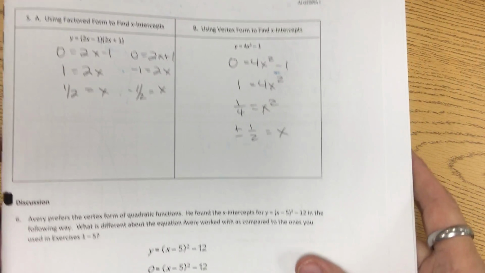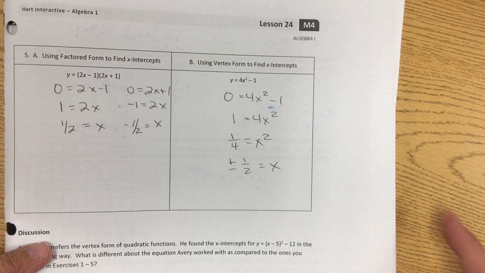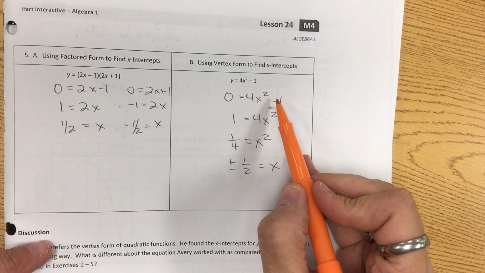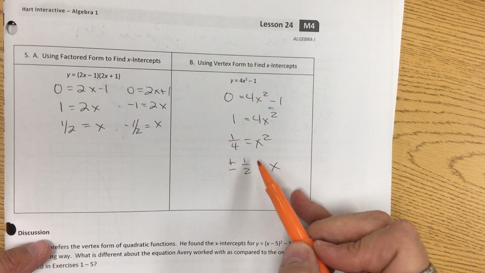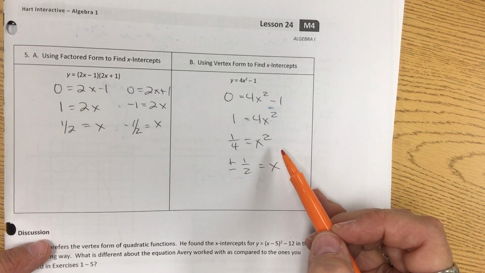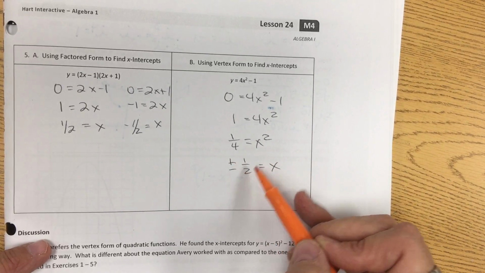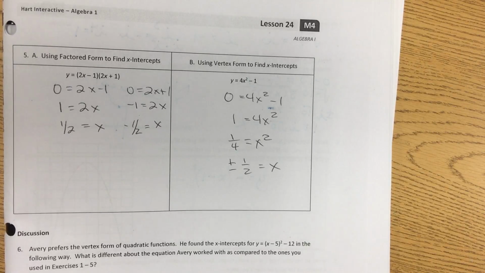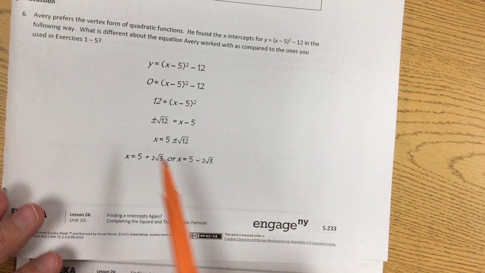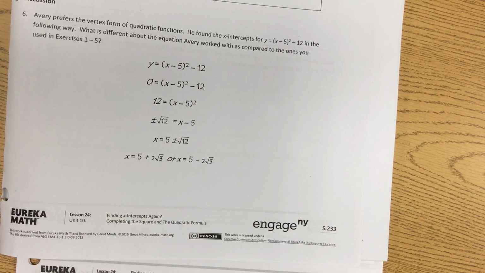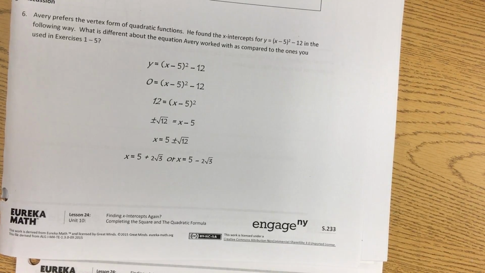Next, number 5. Now some people ask me on this one how to do this. Add the 1 to the other side, divide both sides by 4, take the square root. When I take the square root of both sides, I get positive and negative 1/2. Now I want you to pause it, look over this, and look for what is different in this exercise than it was in numbers 2 through 5. Pause the video.